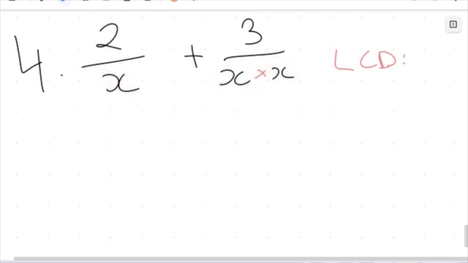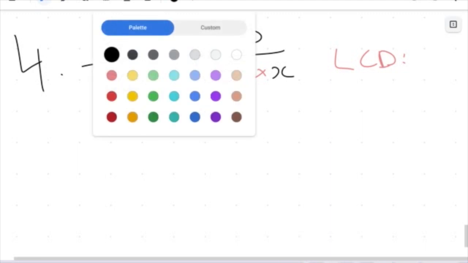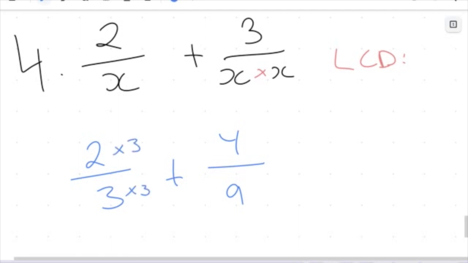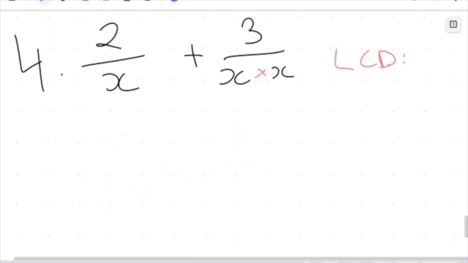Well, we actually could. This is very similar to if we had, for example, I don't know, 2 over 3 plus 4 over 3 squared. This 3 squared is just 3 times 3, or 9. So we can get that to this 9, or this 3 squared, by just multiplying the 3 by itself, and we get an equivalent fraction. The same thing can happen here. So our lowest common denominator is actually just going to be x squared.